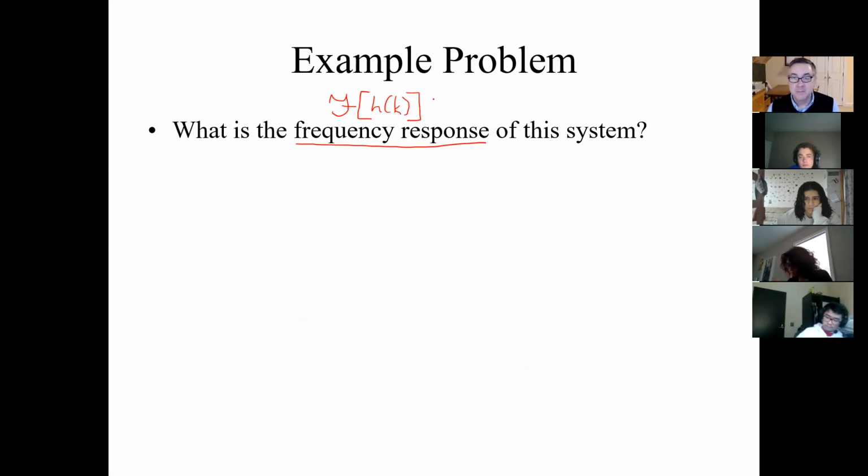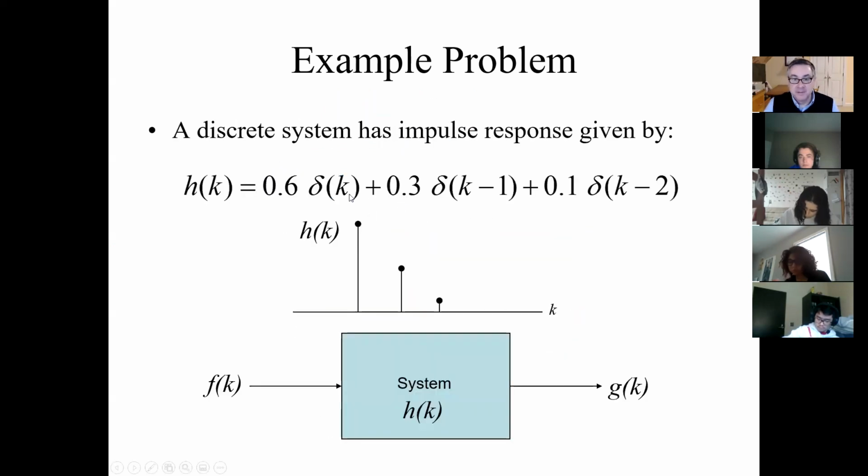Right? The impulse response in the time domain and the frequency response in the frequency domain are Fourier transform pairs. Okay. So that says, if I ask for the frequency response, I need to take the Fourier transform of this thing.